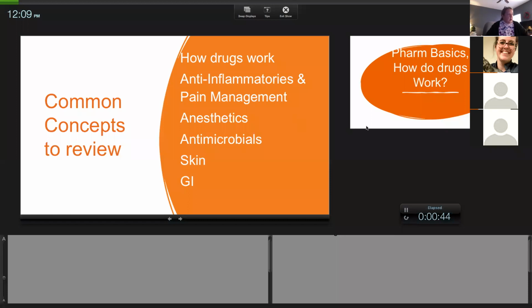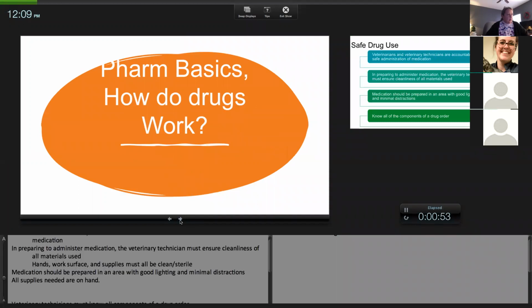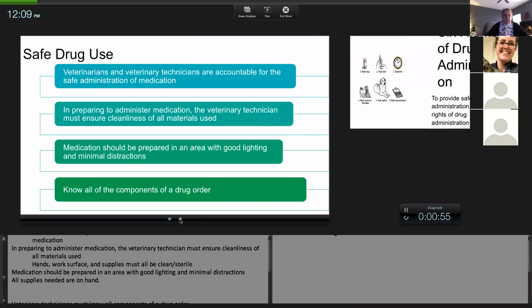Okay. So, getting into pharmacology and how drugs work, that's how we break it down: you first have to think about safe drug use, because every drug has the ability to not be used safely. So what do we do? Understanding how they need to be administered.